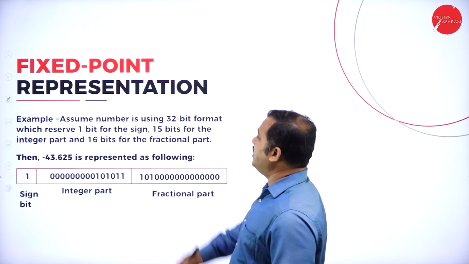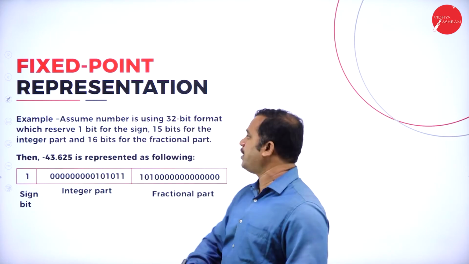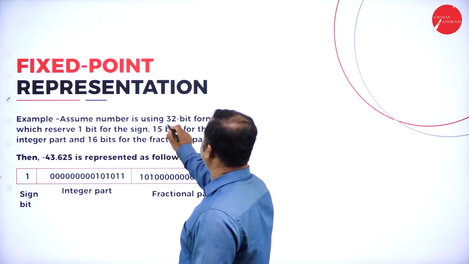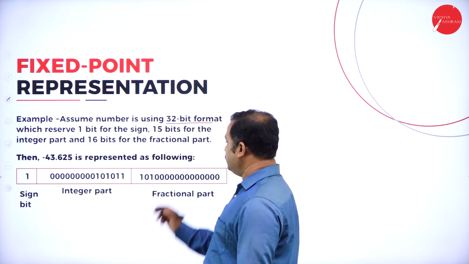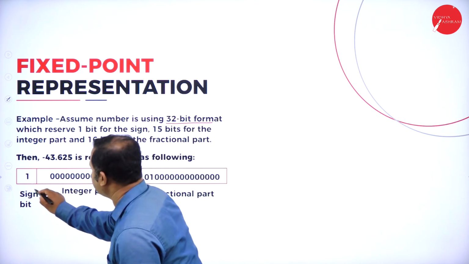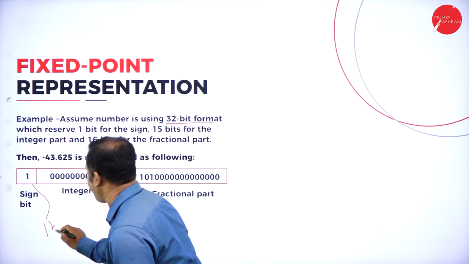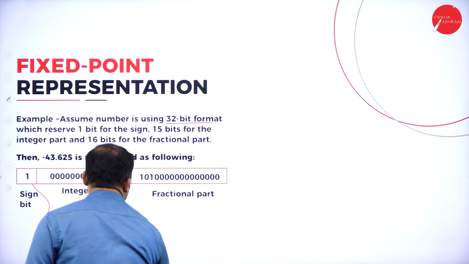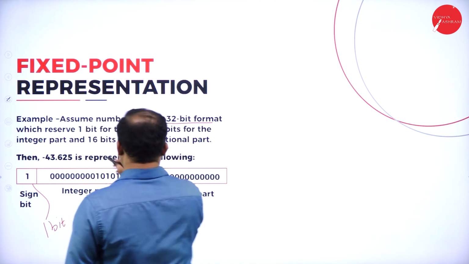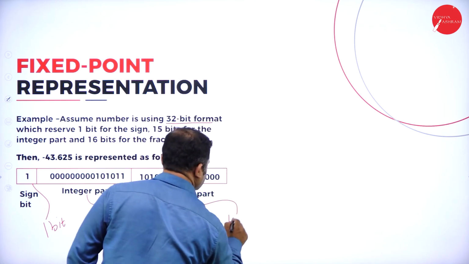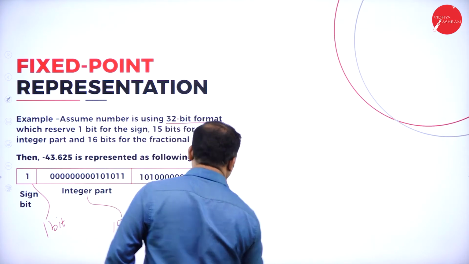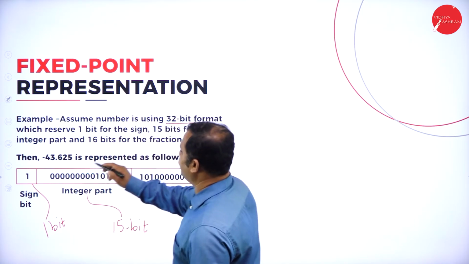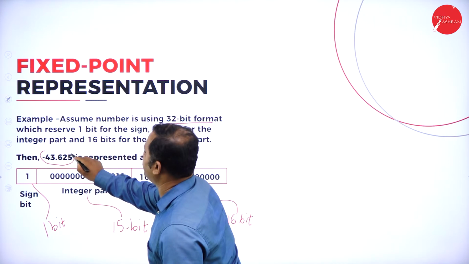If that is the case, let us assume one example to represent the fixed point representation. In this fixed point representation, we have a 32-bit number format. In this case, we have 1 bit reserved for the sign bit, and the next 15 bits are reserved for the integer part. And then the next 16 bits are reserved for the fractional part.